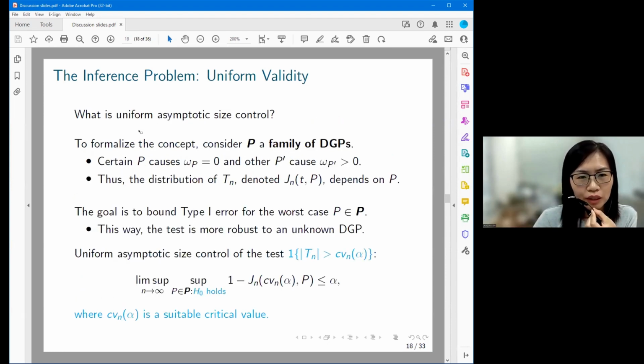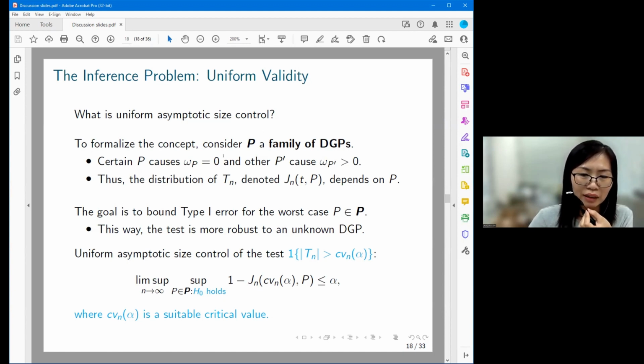So maybe a little bit on what uniform asymptotic size control is. As I said, uniform size control means the maximum rejection probability of the null when the null should not be rejected is at most alpha. But you usually cannot achieve that because you don't know the finite sample exact distribution of the test statistic. All you can do is to achieve asymptotic uniform size control.